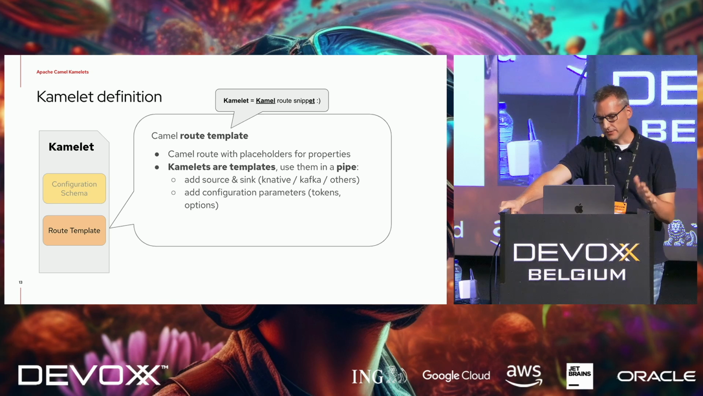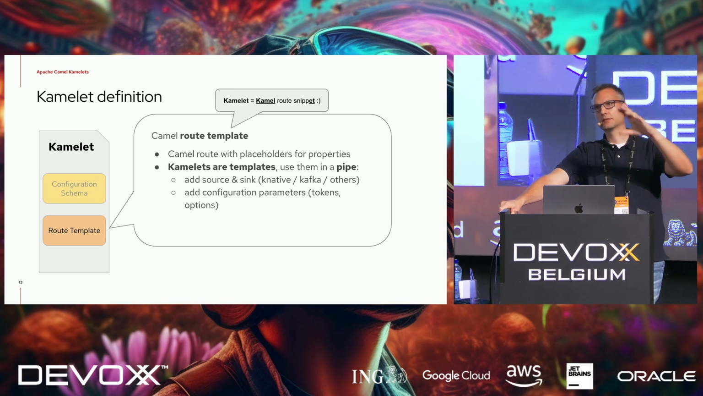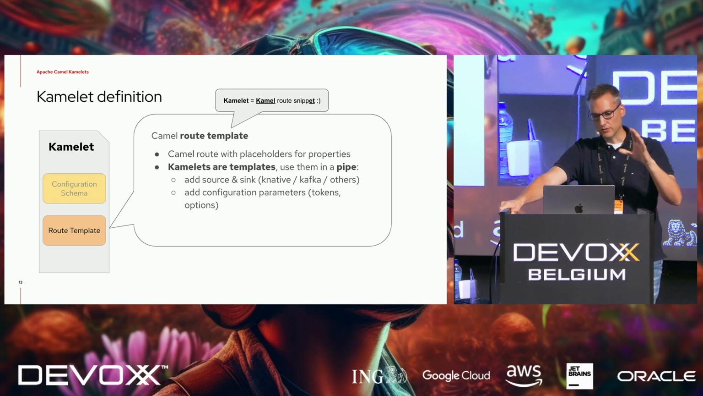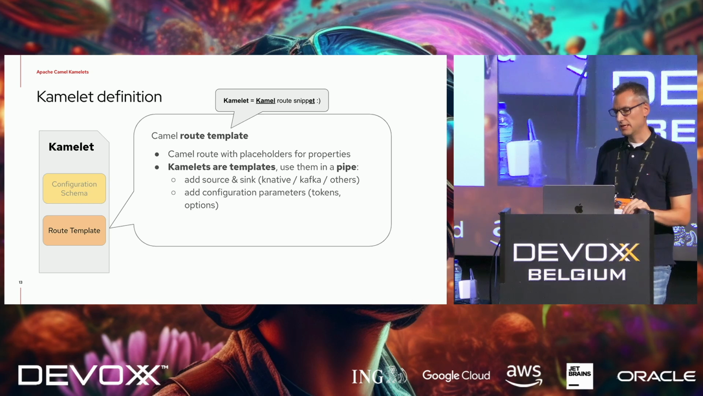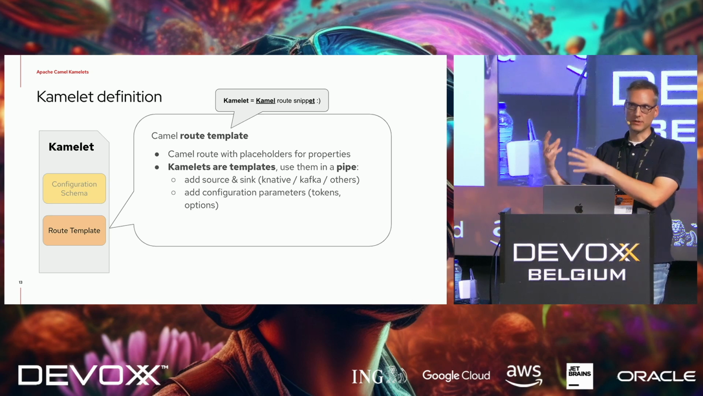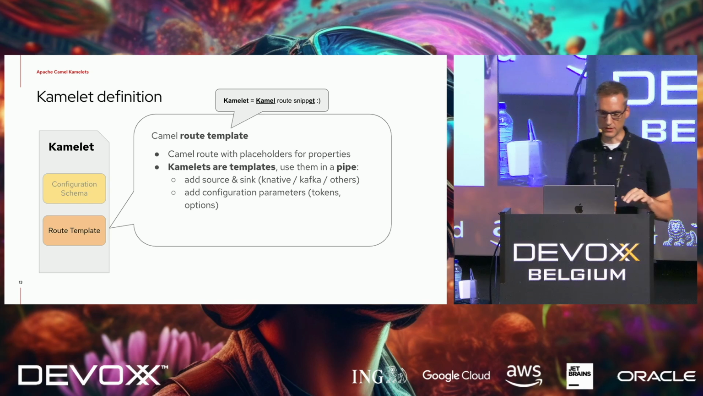And secondly, there's the route template. This is the actual Camel logic that is put into the Camelet, and this is a normal route in Camel where you can use all the power that Camel uses, like doing the message transformation or content-based routing, filtering, and whatnot. And this is then what actually is called when the Camelet is referenced and is run.